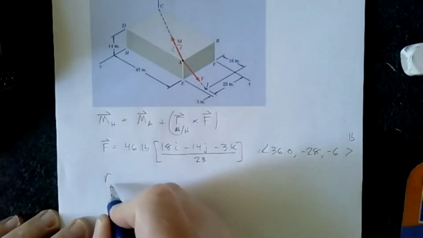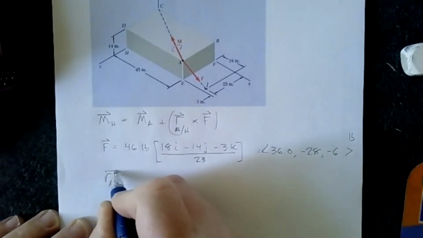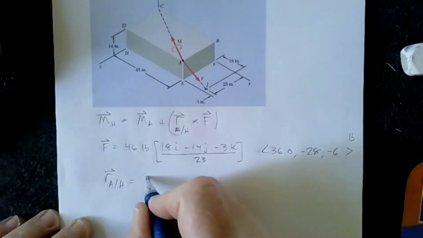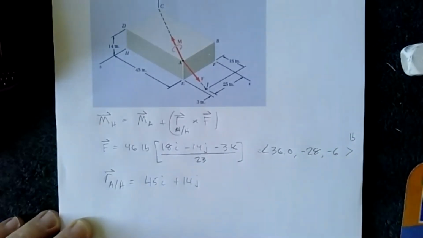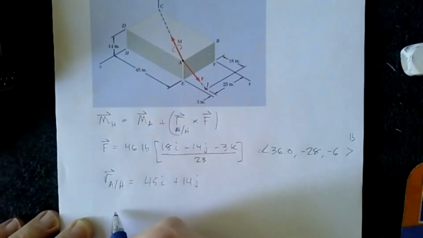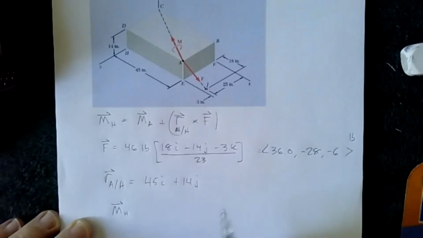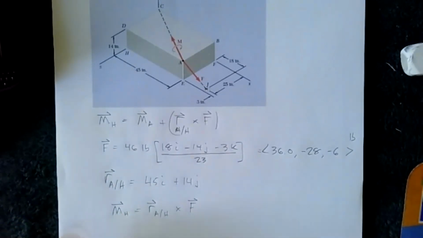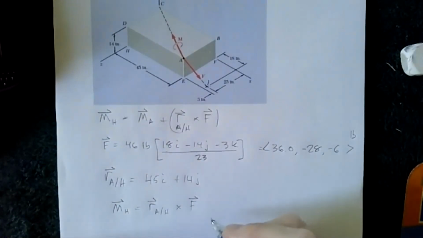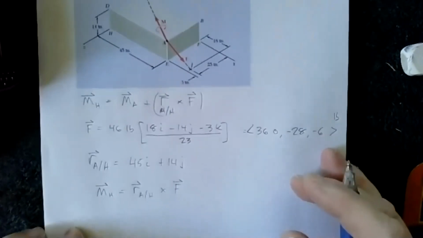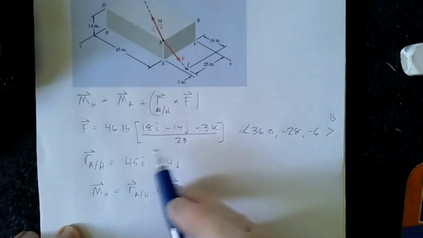Then I need R, A relative to H. In that case, that's going to be 45I plus 14J. So now I have what I need. I can go ahead, the moment about H is just going to be R, A relative to H crossed with F, okay? So what I'll end up with then is this. If I do the cross product of this, which I know you guys can do, I'm going to skip showing the cross product. We know we have the values.